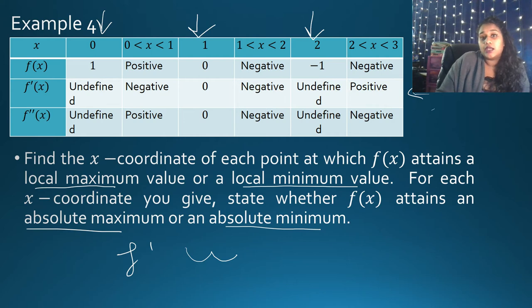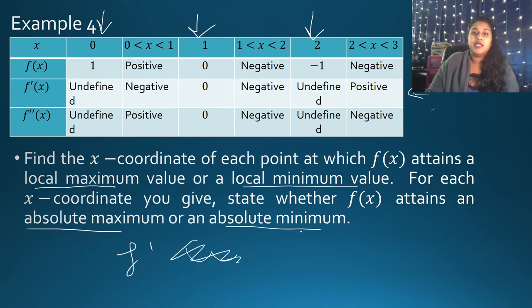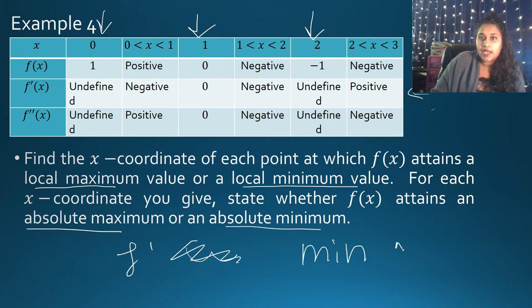But here I go from a negative to a positive. So there is a, oh, I lied. Negative to positive. That's a min right there. I was thinking of a min. So we do have one min at x equals 2. And what does this tell us? It tells us there is no max. There is no local or absolute max in this example.